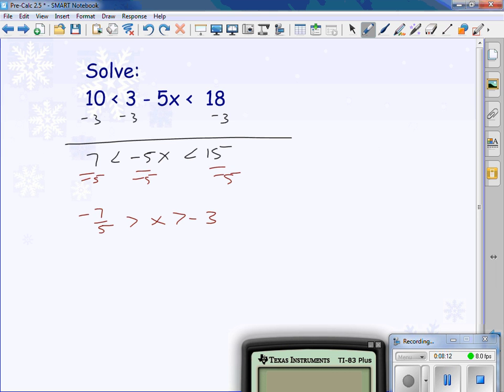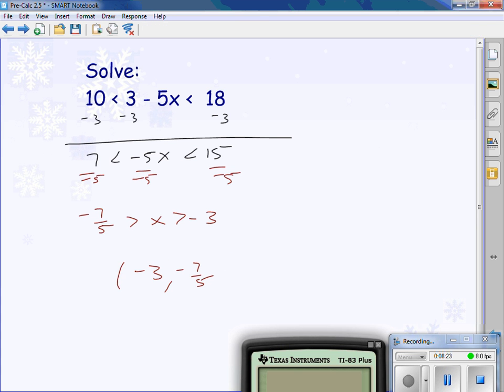But isn't negative 3 smaller? Negative 3, because the problem got flipped backwards because of dividing. Negative 3 is the smallest number, then 7/5. They both were both parentheses. There's my answer. That's it.